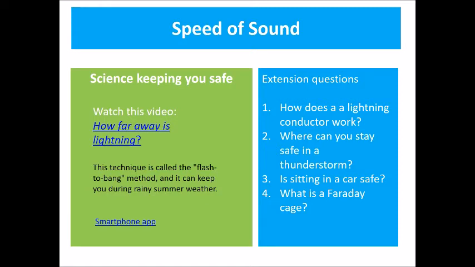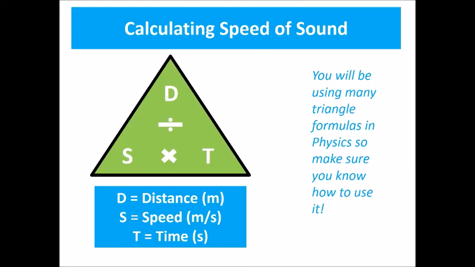So we're going to learn and work out how fast sound travels. So to calculate the speed of sound, we can use this triangle. Distance, speed, and time. So D is the distance, S is the speed, and T is the time. So we're going to be using lots of triangle formulas in physics. So we need to know how to use them.